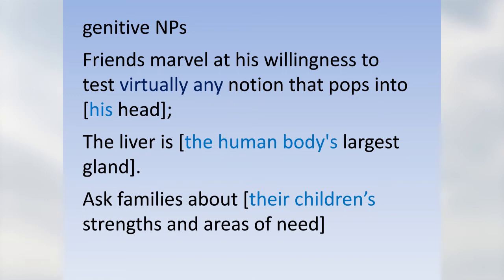Another example of a genitive noun phrase being a determiner. Their children's strengths and areas of need. Right? Their children's modifies both strengths and areas of need. It's the determiner to that coordinated noun phrase. So those are the two kinds of determiners you need to worry about. The determinative phrase ones and the genitive noun phrase ones.